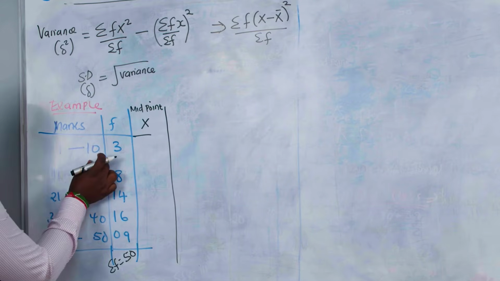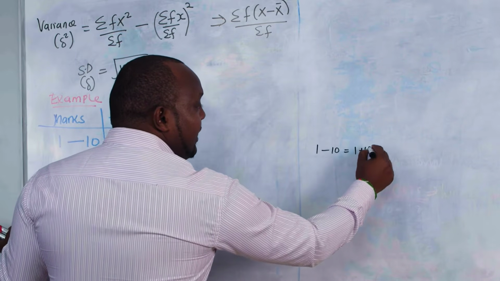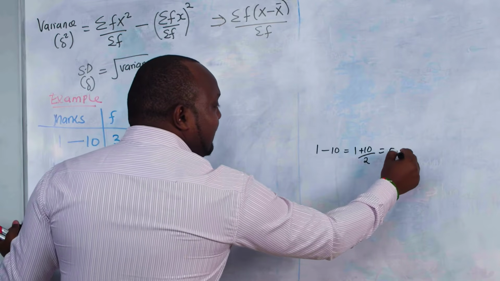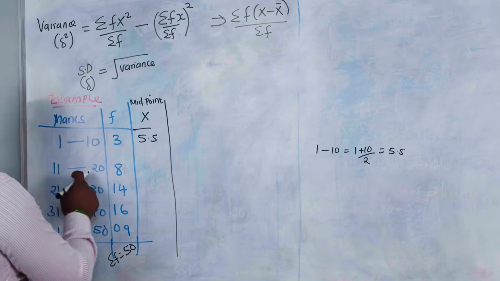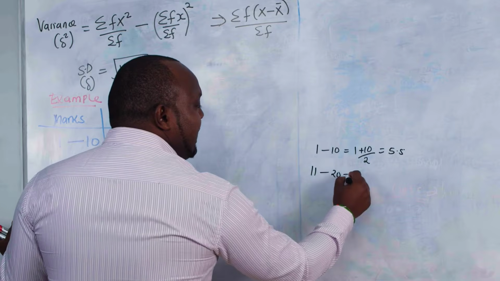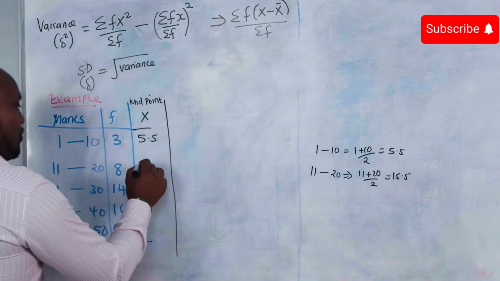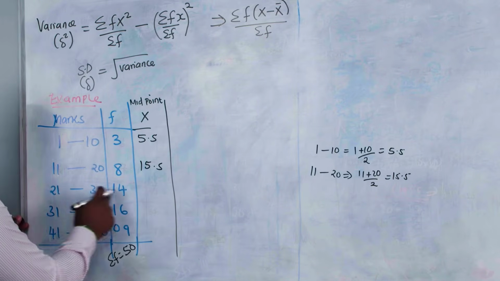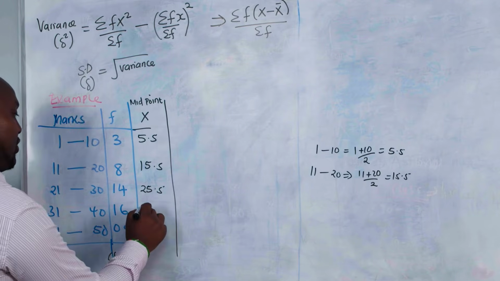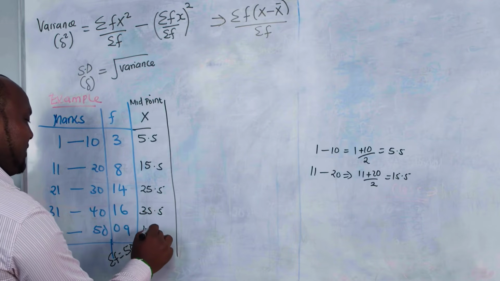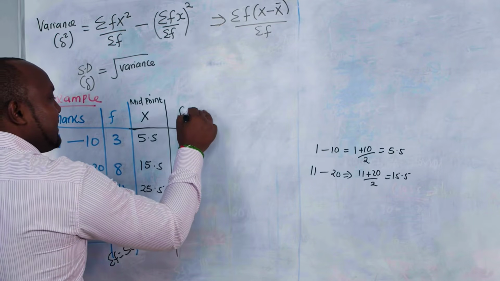I will show you. Between 1 to 10, how do we get the midpoint? You get 1 plus 10 all over 2. You will get 5.5. So I'm going to put 5.5. How do we get the midpoint between 11 and 20? It will be 11 plus 20 all over 2, and you get 15.5. For this one, you are going to get 25.5. When you add 31 and 40 and divide by 2, you are going to get 35.5. And you are going to get 45.5. So when you have this now, I will introduce what we call fx.